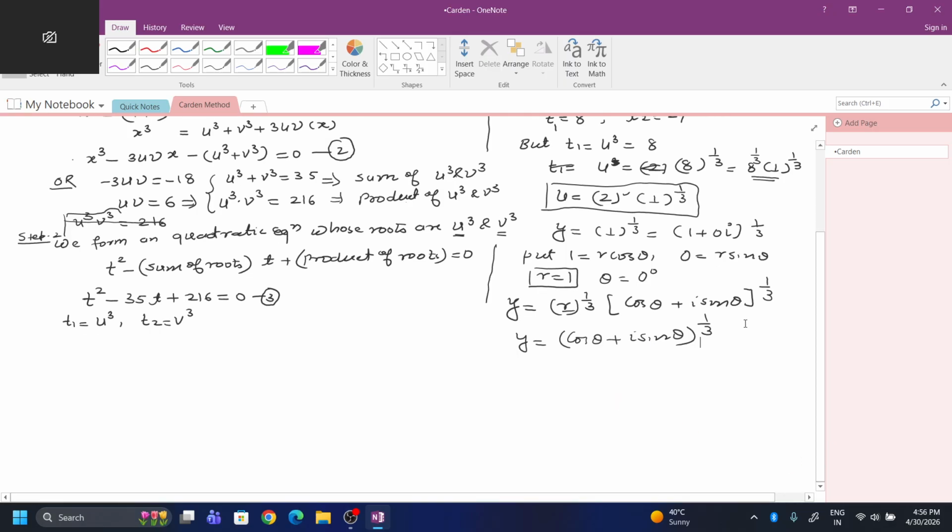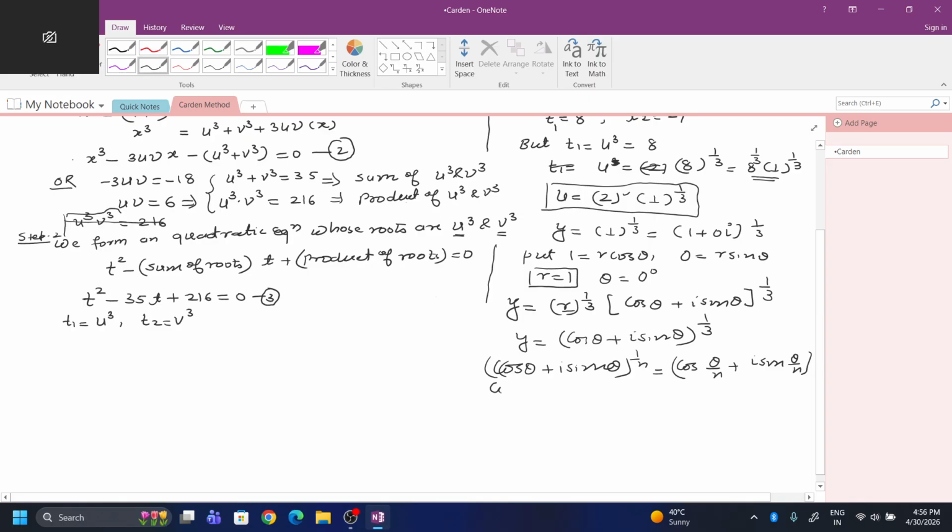Now, what is de Moivre's theorem? De Moivre's theorem says that if we have (cos theta plus i sin theta) to the power 1 by n, then it is equal to cos theta by n plus i sin theta by n. This is de Moivre's law, or rather a particular case of it. It is not the complete de Moivre's law, but it is a particular case.